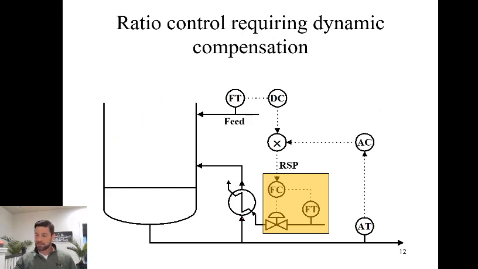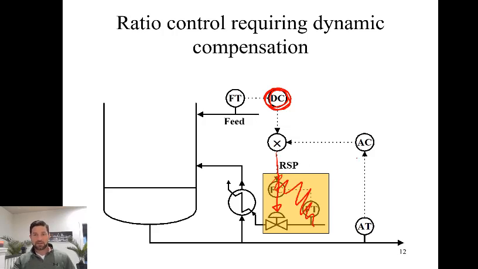In some cases the feed to the system might slowly affect the process, and in that case we need to consider dynamic compensation. So what dynamic compensation is, it's an element of the control scheme that's going to essentially delay the time at which the measured signal goes to the ratio controller. Okay, so again here, the feed to the heating steam is set up in cascade control. But what I want to do right now is just ignore the cascade.